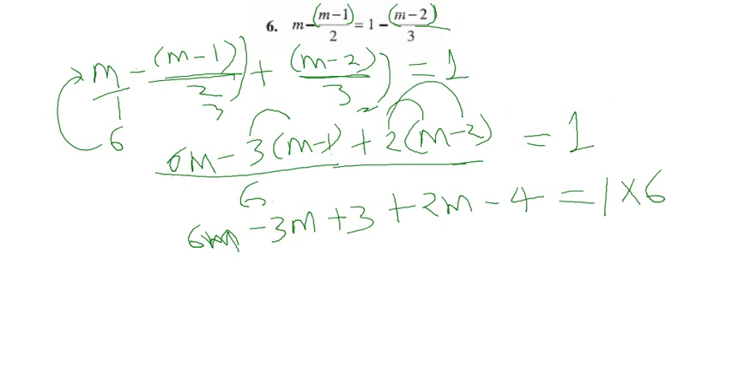Now we have to simplify. So 6m minus 3m plus 2m. If you combine all these things, 6 minus 3 is equal to 3, plus 2 is equal to 5m. 5m, and minus 4 and plus 3 becomes minus 1. And on the right side, 6 multiplied by 1 is equal to 6. So again, now we can move minus 1 to the other side. It becomes 5m equal to 6 plus 1.